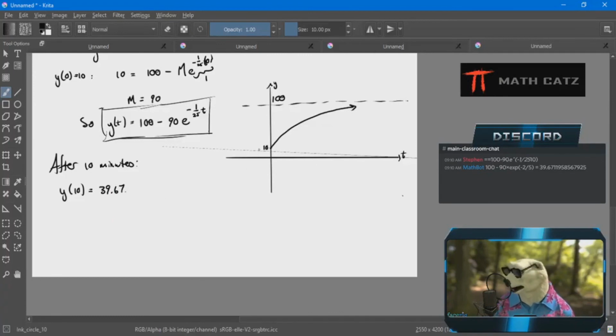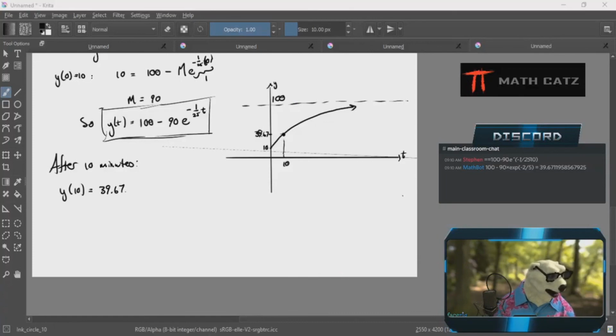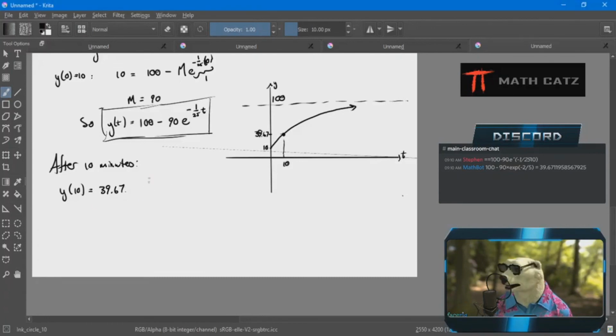So we are over here somewhere. Oh, we're not even close, right? We're over here somewhere after 10 minutes, 39-ish. So it's a little bit slower because the tank is bigger, to be fair, but you get the idea. This is going to be in pounds, approximately, or just under 40 pounds of salt we have after 10 minutes.